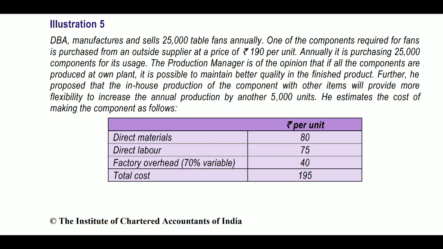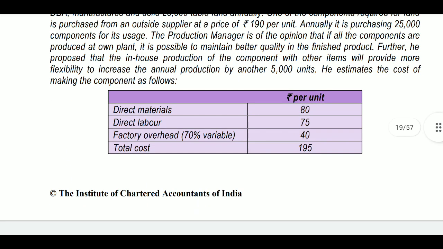The production manager is of the opinion that if all the components are produced at their own plant, then what is the cost? They feel that if they produce on their own, then they will save. So for that, some costs are provided. Next, it provides more flexibility to increase the annual production by another 5,000 units.